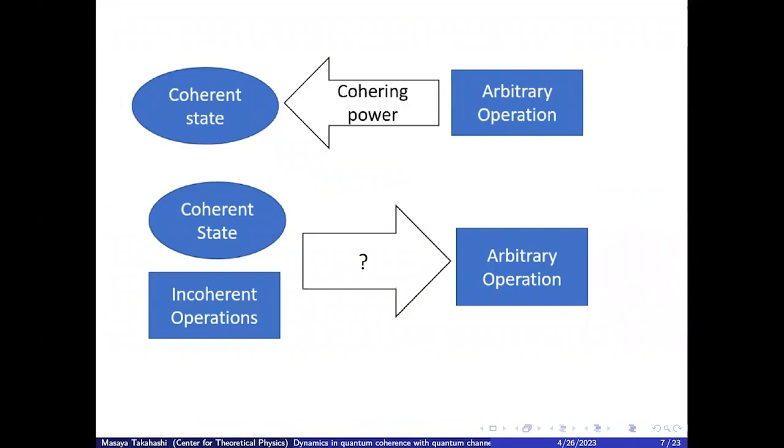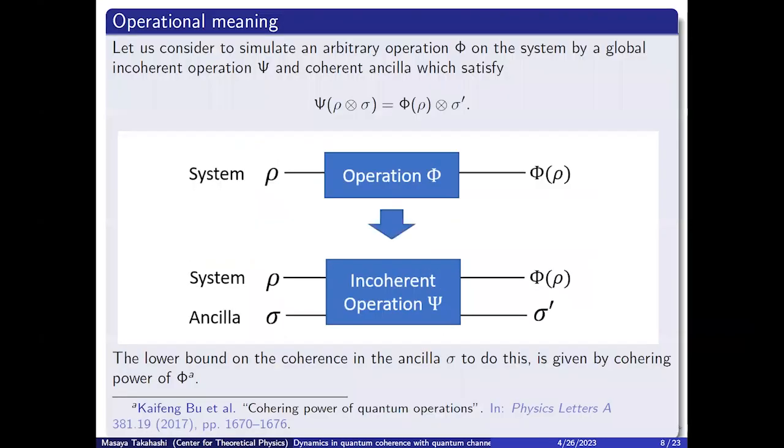This diagram explains the concept I want to talk about. We are given an arbitrary operation, and if we define a coherent power, we can assign an amount of coherence to the arbitrary operation. Can we go in the opposite direction? If we have a coherent state and an incoherent operation, can we assign an arbitrary operation? The answer was yes. We have a very interesting operational meaning of coherent power.